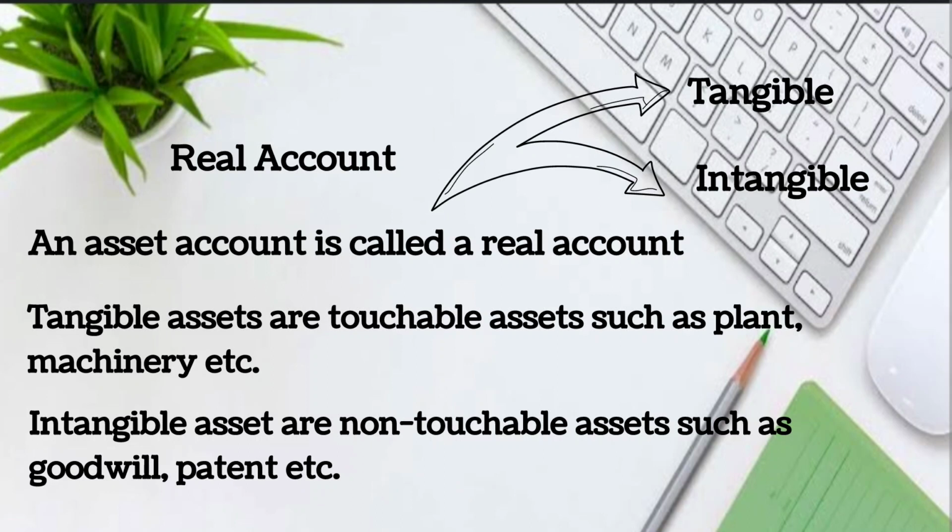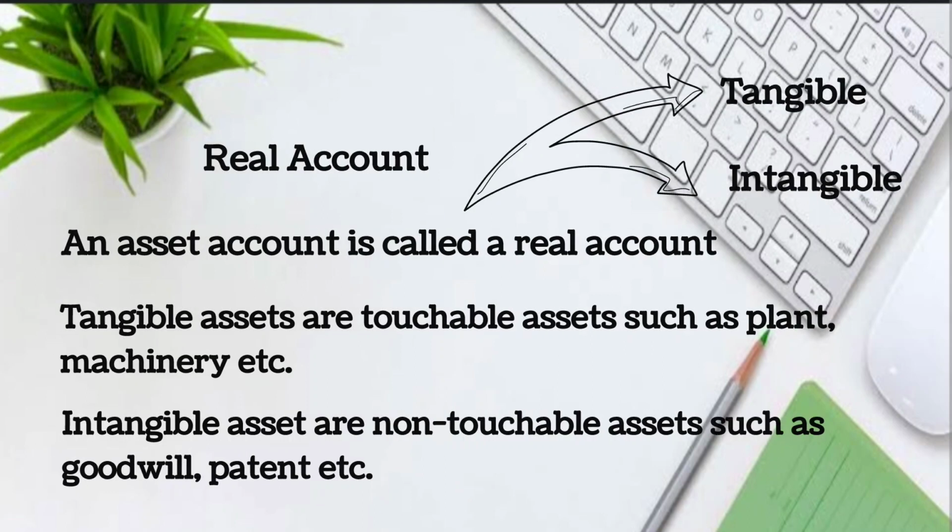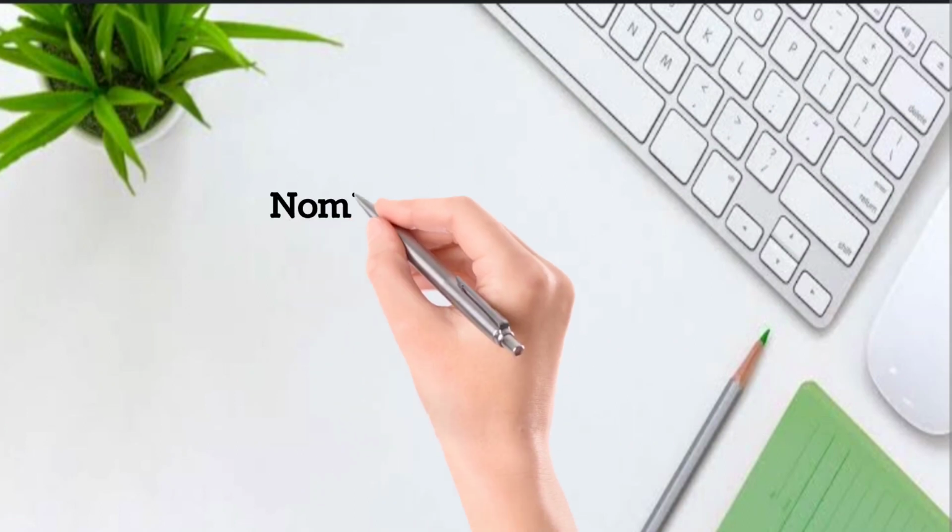There are also certain assets we cannot touch or see. They are known as intangible assets. For example, goodwill, patent, copyrights, etc. But the accounting treatment for both types of assets is the same.